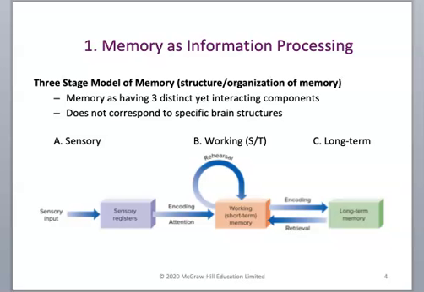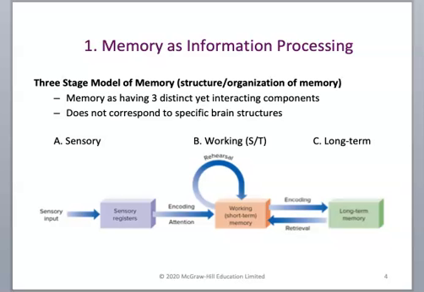A three-stage model of memory is presented in the book, and it presents memory as having three distinct yet interacting components. But these do not necessarily correspond to any specific brain structure. So it's sort of a model of how the stages of memory work. So you can see there the three stages. A, the sensory registers, right? So they detect and briefly hold the incoming sensory information.